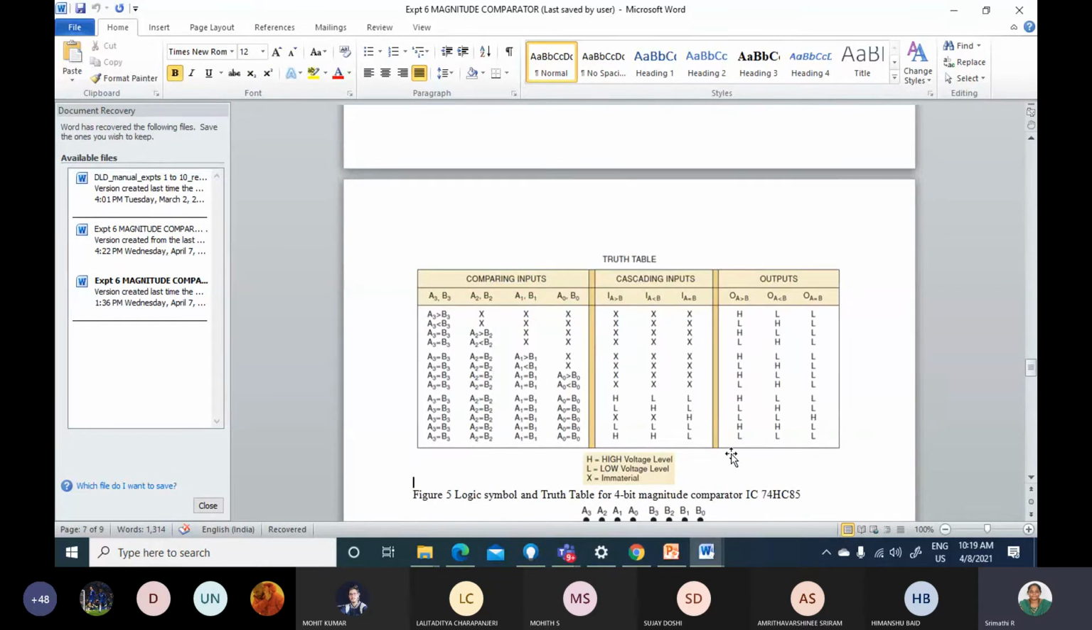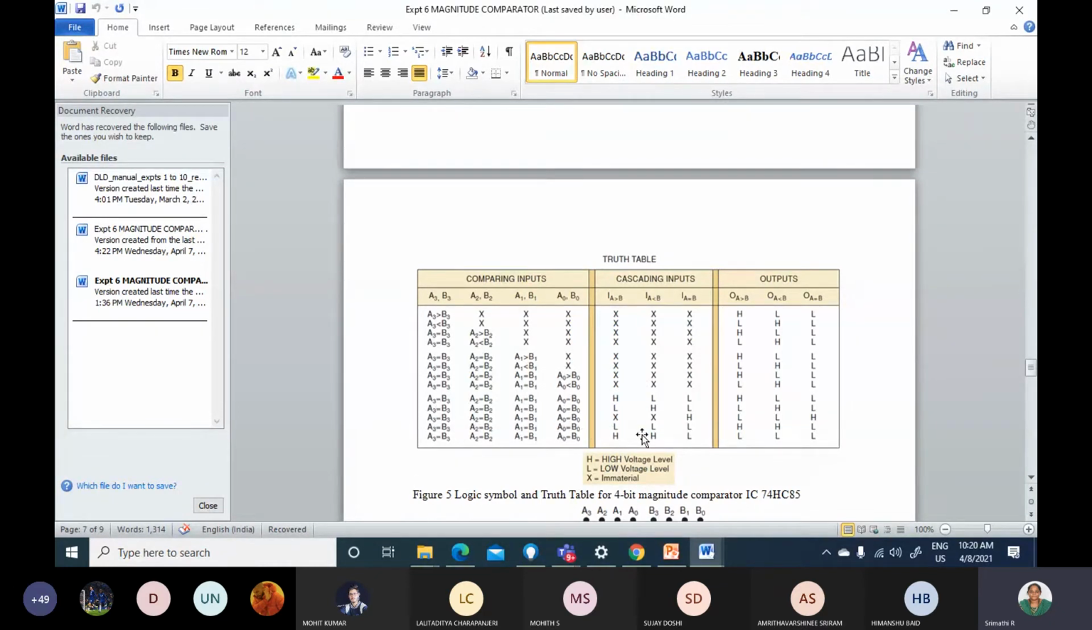This is your logic diagram, as I already said. See, compared to this 7485, you have these combinations: A greater than B, A less than B, and A equal to B, A2 equal to B2, A1 equal to B1, A naught less than B naught. The next category is if all the bits are equal. These are the cascading inputs I have mentioned. If you are using a single IC, this is a don't care condition. X represents your don't care conditions, and this is your logical output.